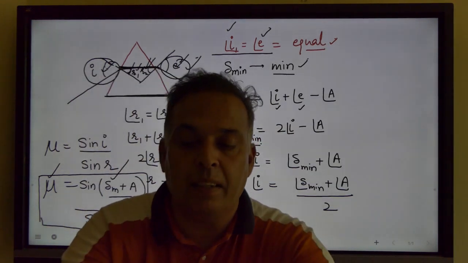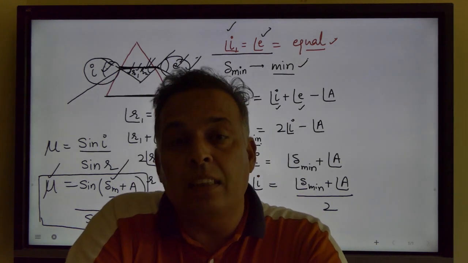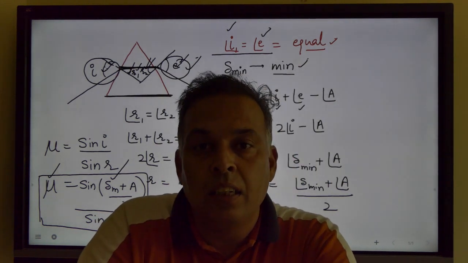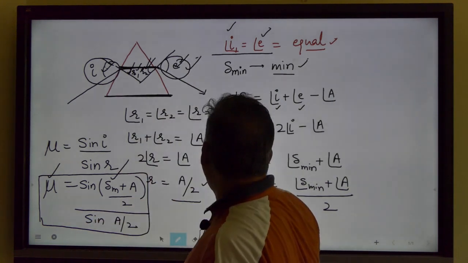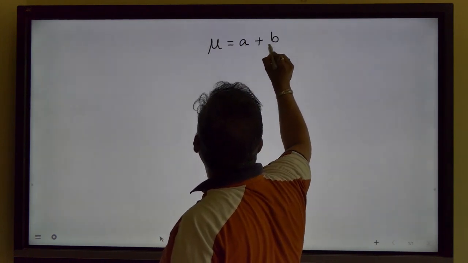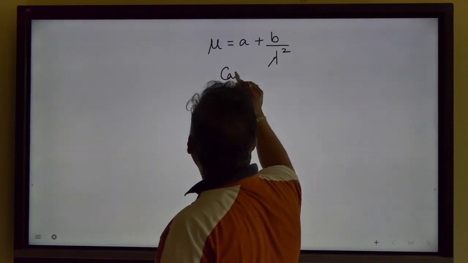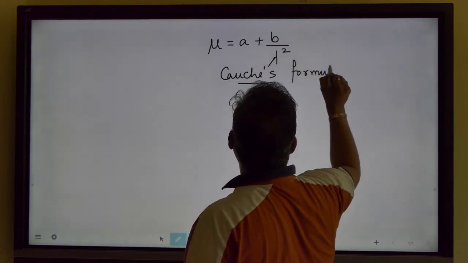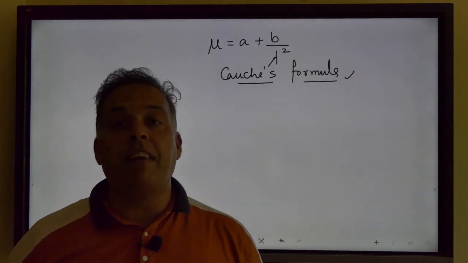Next topic, we have to consider refractive index with wavelength. How does refractive index relate with the wavelength? According to Cauchy's formula, mu is equal to A plus B upon lambda square. Refractive index is inversely proportional to the wavelength.